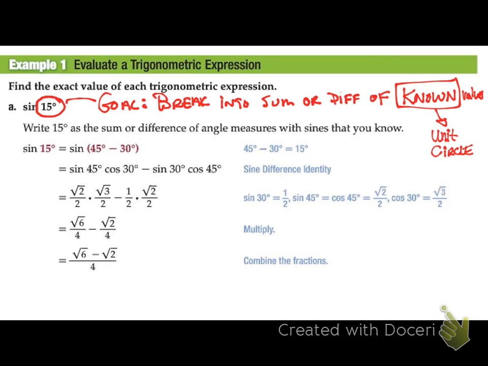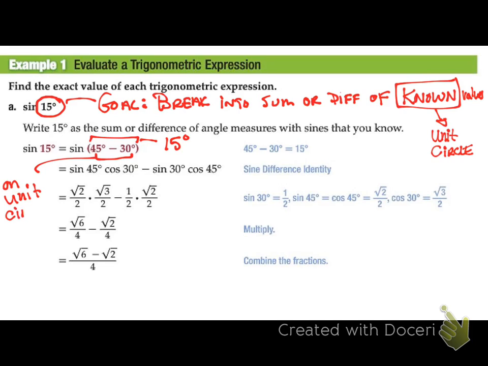What we can see here is it's taken 45 minus 30. That's the same as 15. And that's a subtraction identity with sine. It's going to break down into the identity that we just saw on the other sheet. And the advantage is 45 and 30 are unit circle values that we can solve and that we know.